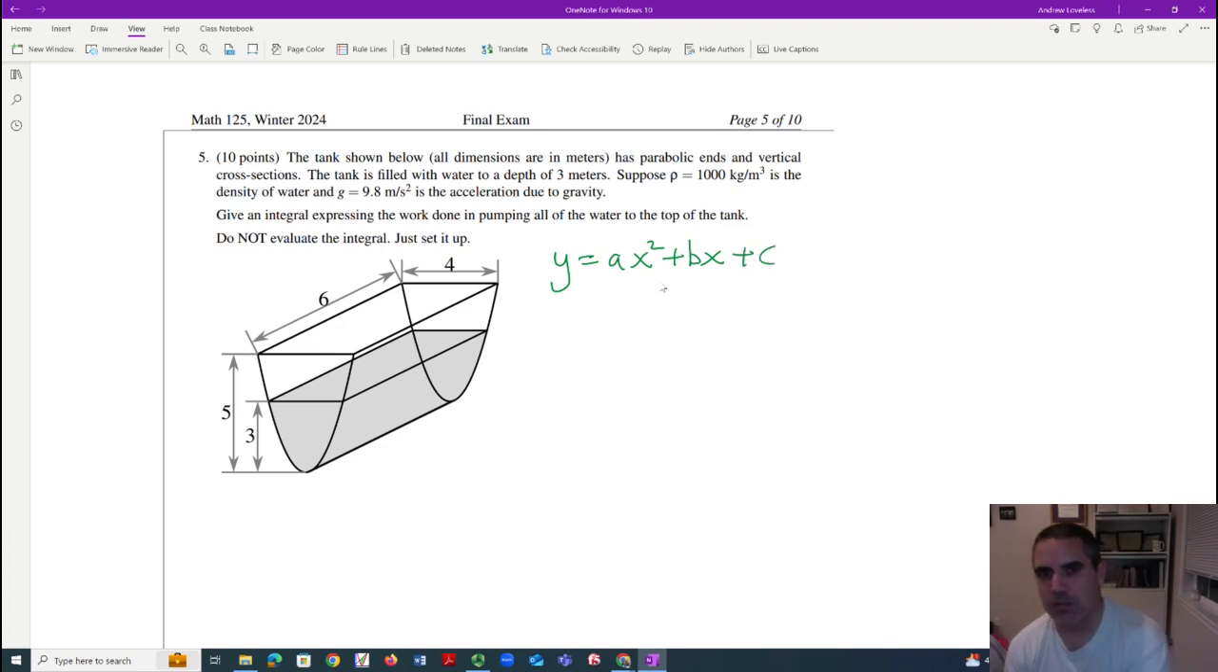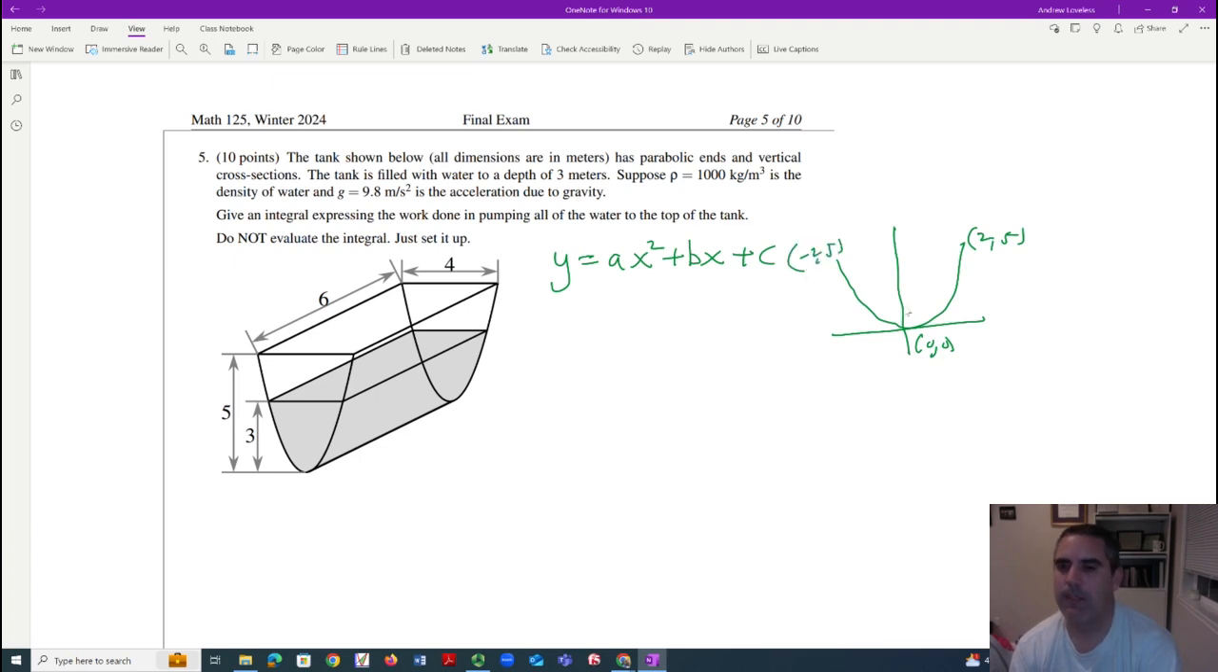I told the people in office hours that if I were going to ask a question like this, I would give you a few more hints. So if you're stuck on this question, let me give you those hints. If you have a parabola that looks like this, which is on the end, and this is (0, 0), and this is (2, 5), and this is (-2, 5), then you actually know that C has to be 0, because when you plug in 0, you get 0. And you also know that B has to be 0 because the vertex is at 0.